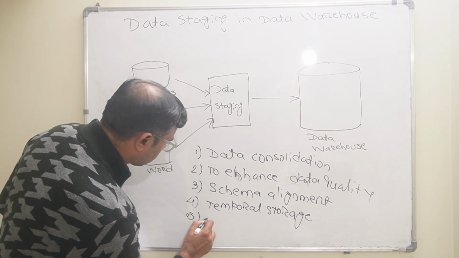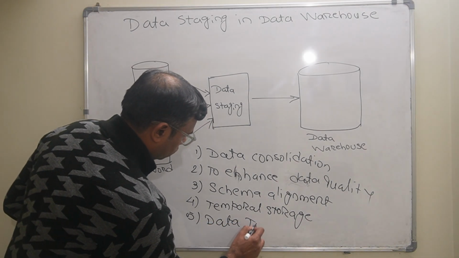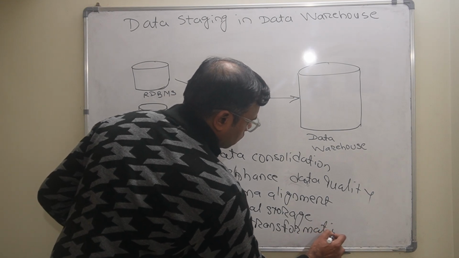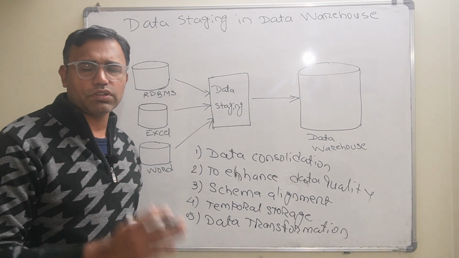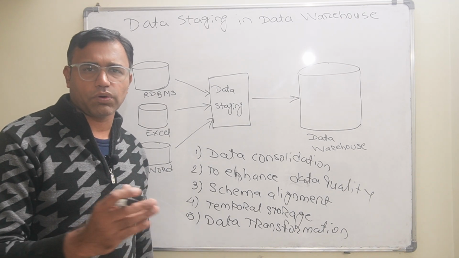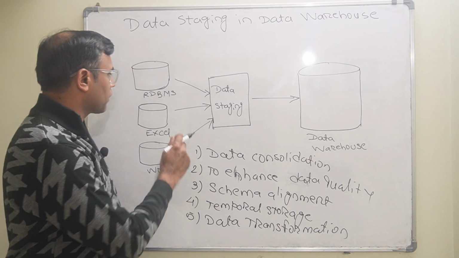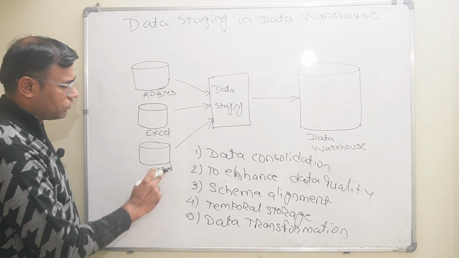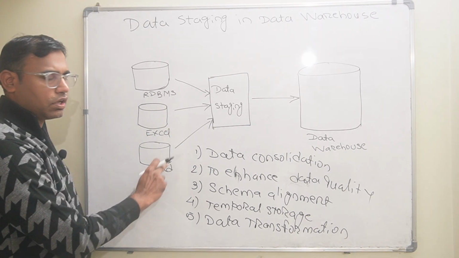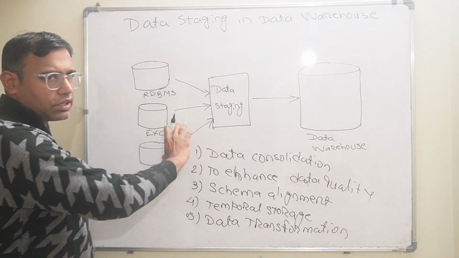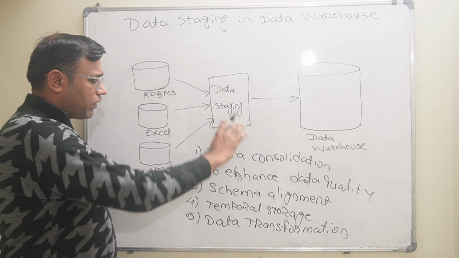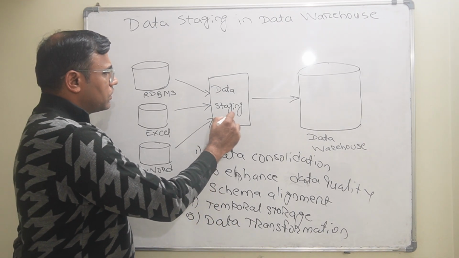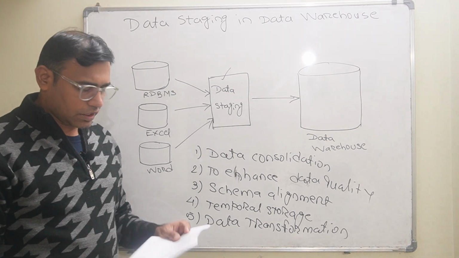Fifth is data transformation. So what is data transformation? Converting the data from one format to another format is data transformation. Here the data is arranged in the form of rows and columns in an Excel file, but here it is in the form of sentences. So we have to convert this data into one unique format. That is nothing but data transformation. So data transformation is done at the data staging area.